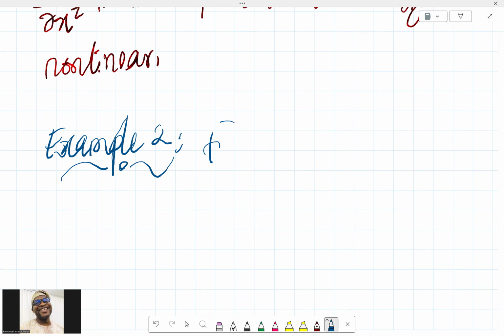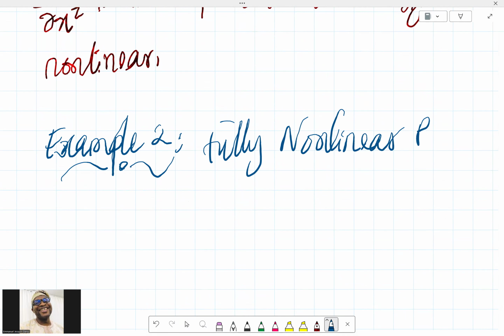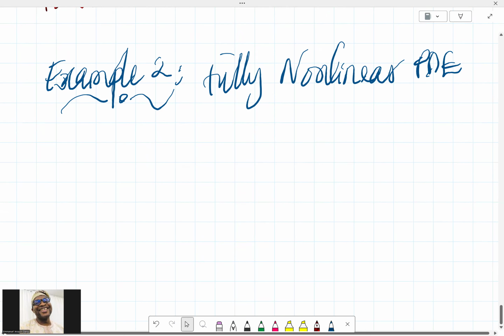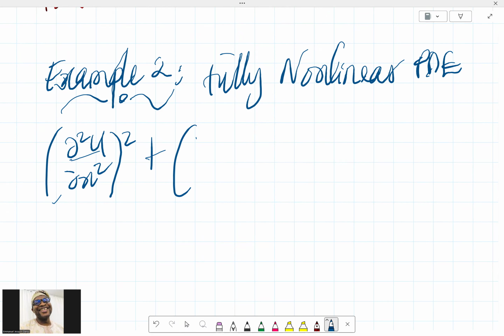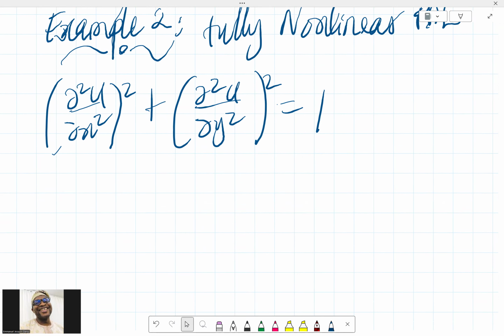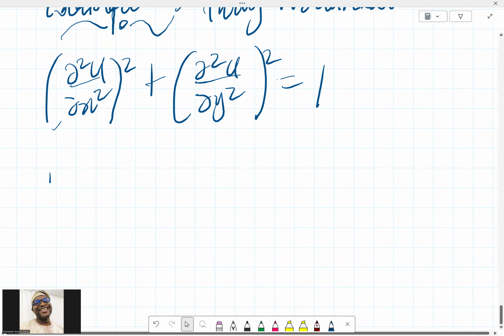So example 2, we have an example of a fully nonlinear PDE. That is partial squared u, partial x squared, all squared, plus partial squared u, partial y squared, all squared equals 1. So you see here that the highest derivatives are nonlinear because they are of degree 2. So this is a second order, second degree partial differential equation.